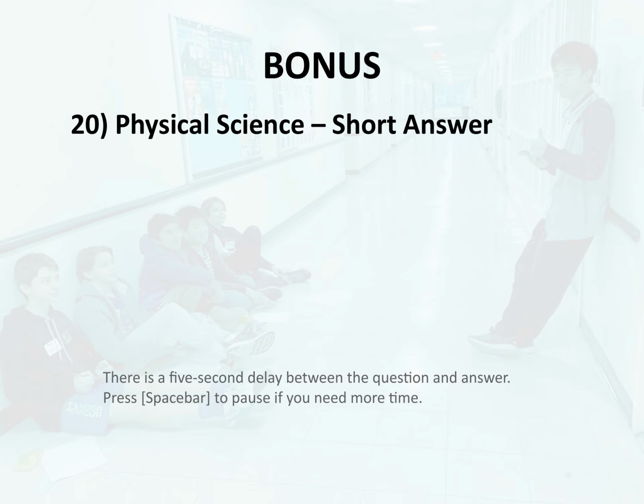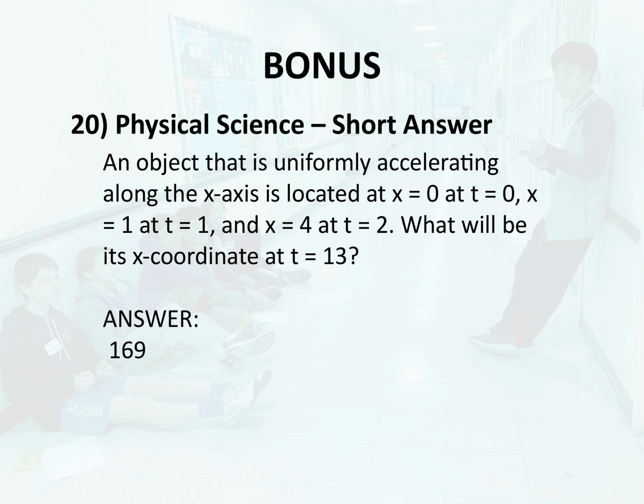Bonus, 20. Physical science, short answer. An object that is uniformly accelerating along the x-axis is located at x equals 0 at t equals 0, x equals 1 at t equals 1, and x equals 4 at t equals 2. What will be its x-coordinate at t equals 13? Answer: 169.